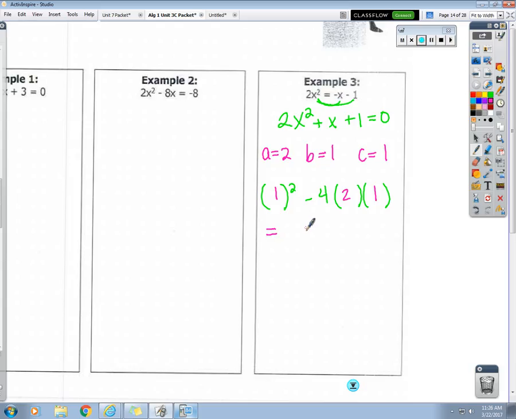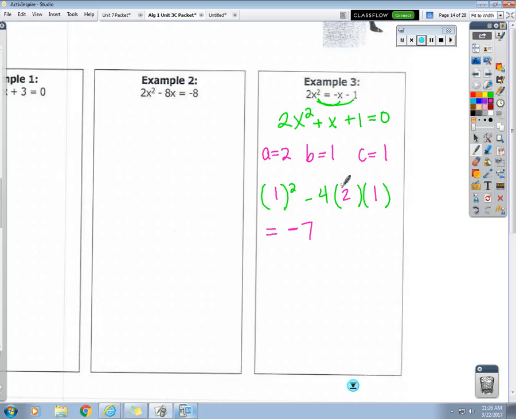Okay? Nope, nope. -7. Because look, isn't 4 times 2 times 1, 8? So you have a 1 minus 8, which is -7.